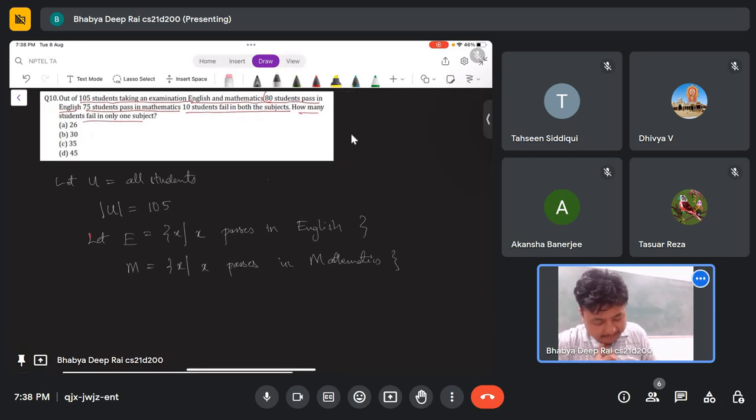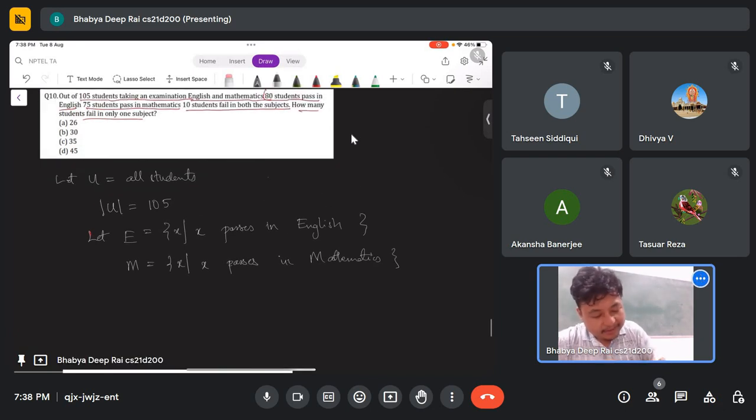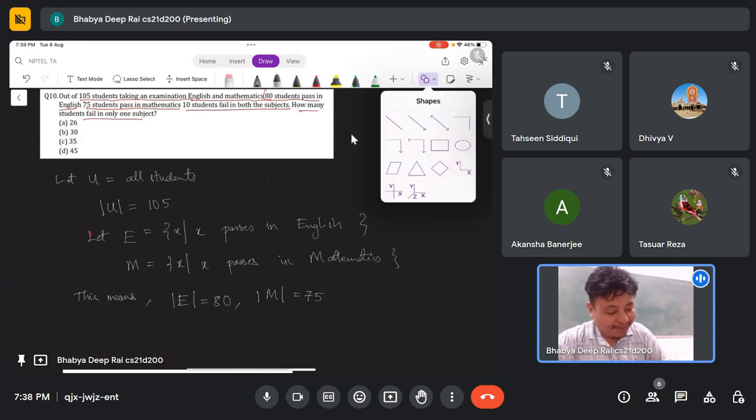Okay, so immediately what do we have? The question says 80 students pass in English, 75 students pass in mathematics. This means, by the question, size of E equals 80 and the size of M, the number of students who pass in maths, is 75. Now, 10 students fail in both the subjects. What do I mean by that?